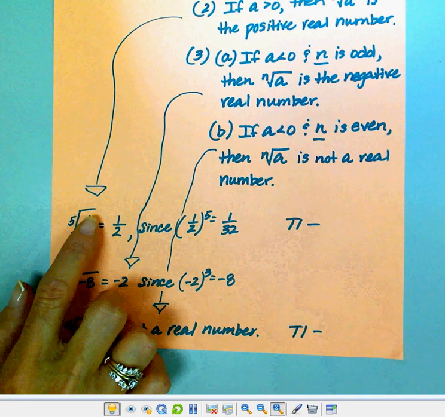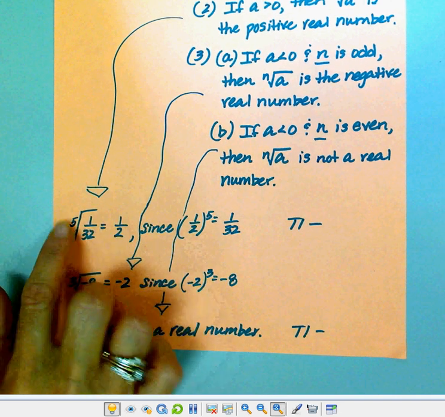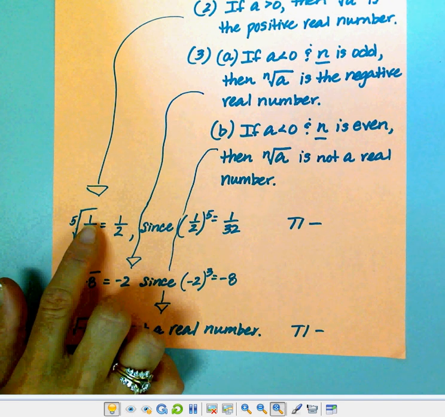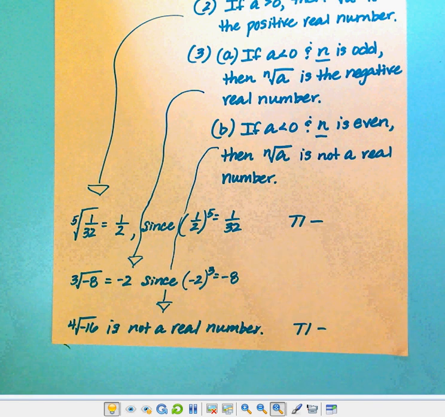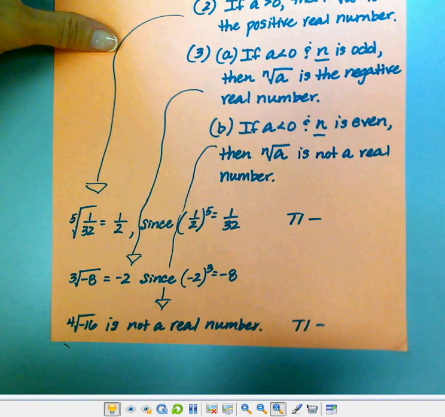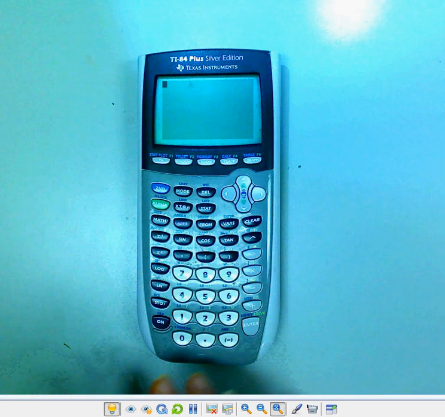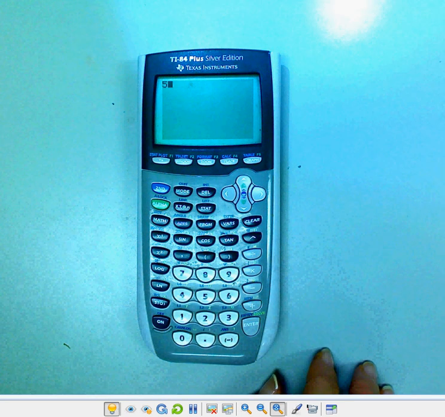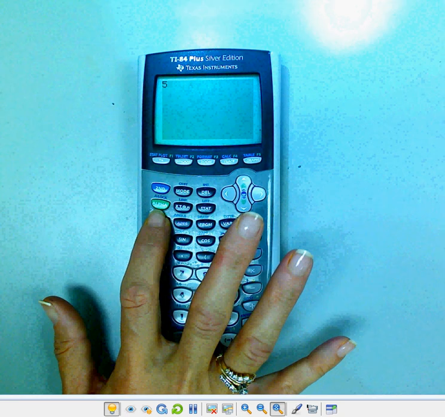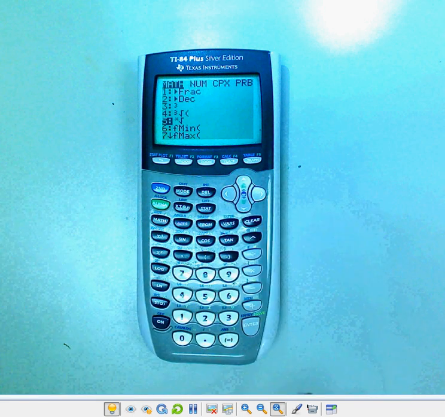The fifth root of 1 over 32 is equal to 1/2 because 1/2 to the fifth is in fact 1 over 32. So to find an nth root of any number on your TI graphing calculator, since we want the fifth root, we're going to go ahead and type that number in to start with. So we're going to type in the nth root, which in this case was 5, and we're going to go back into math, down to number 5, which is the x root of.